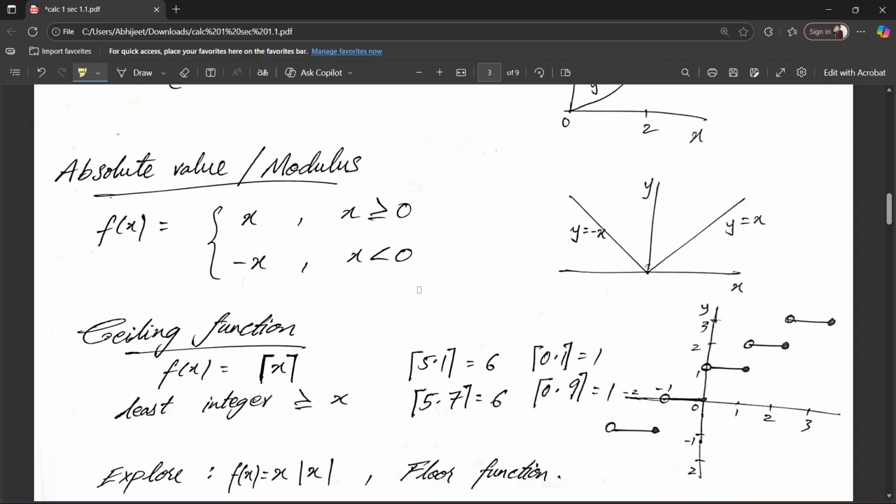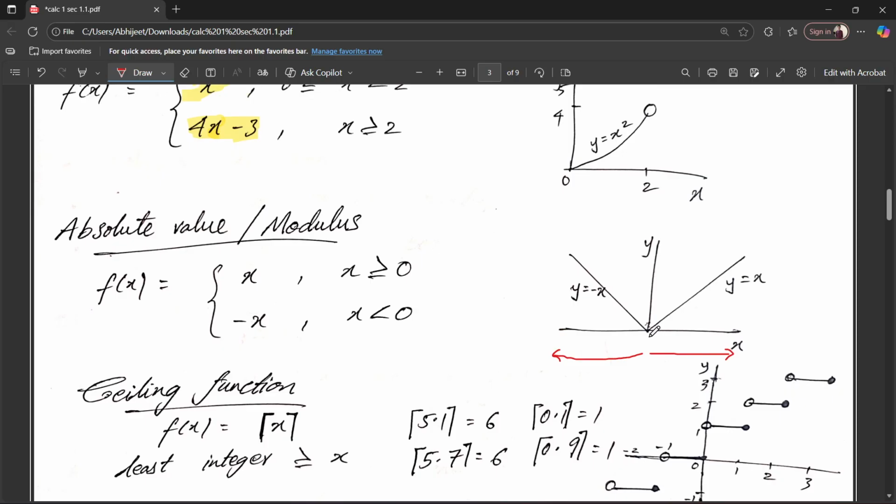Absolute value function or modulus function. Now, what is this? Even this is a piecewise function where for all the positive values of x, the function says, okay, I'm going to take the input, I'm going to return the exact same thing. Takes the input, returns the exact same thing. That's the line y equals x. But it says when x is negative, I'm going to take this input and I'm going to give you the negative of it. And that's the line y equals minus x.